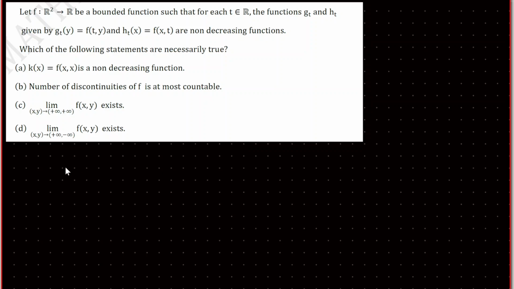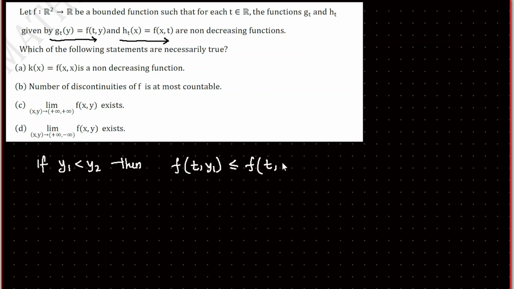So here we have a function from R2 to R such that along the second coordinate it is an increasing function, and along the first coordinate also it is an increasing function, right? So what does it mean? It means that if y1 is less than y2, then we can say that f of t comma y1 is less than or equal to f of t comma y2. Since it is non-decreasing, we have an equal to sign here.